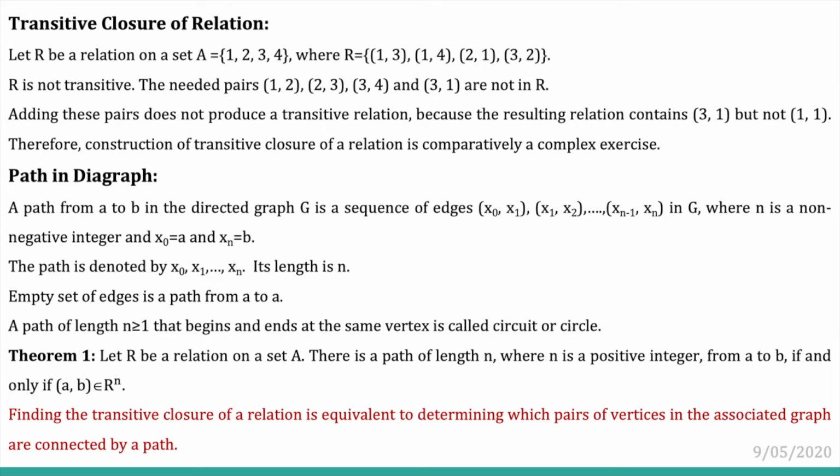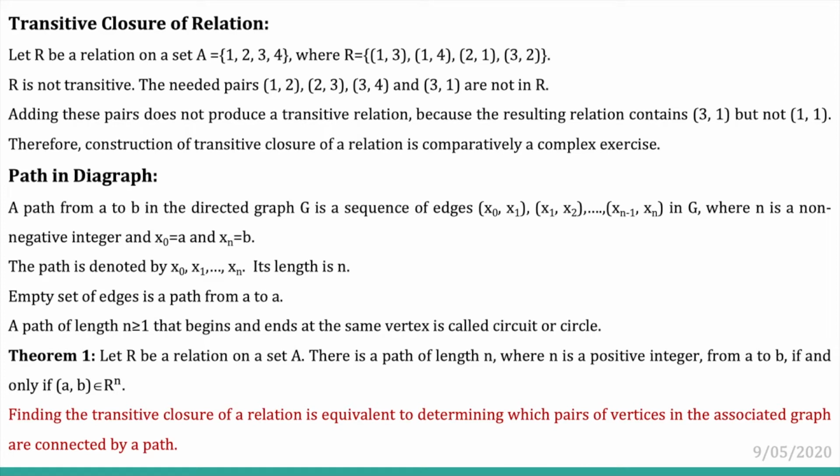Now, before we look into the procedure of finding the transitive closure of a relation in detail, we need to understand one concept, that is the concept of a path in a digraph. A path from A to B in a directed graph G is a sequence of edges given by (x0, x1), (x1, x2), and so on, (xn-1, xn), where the initial node x0 is equal to A and the terminal node xn is equal to B.